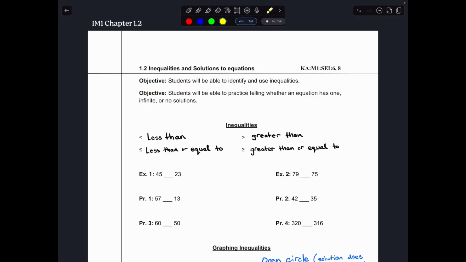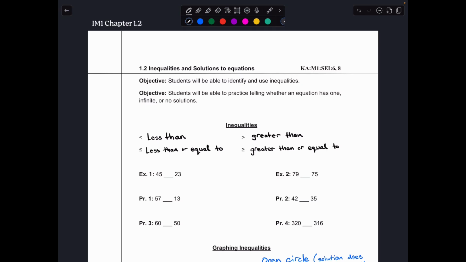We talked about equations in the last video, but in this lesson you will be able to tell if an equation has one solution, but you may or may not have known this already. Some equations have infinitely many solutions, and some equations have no solutions at all. We'll get more into that in a little bit, but first let's talk about inequalities.